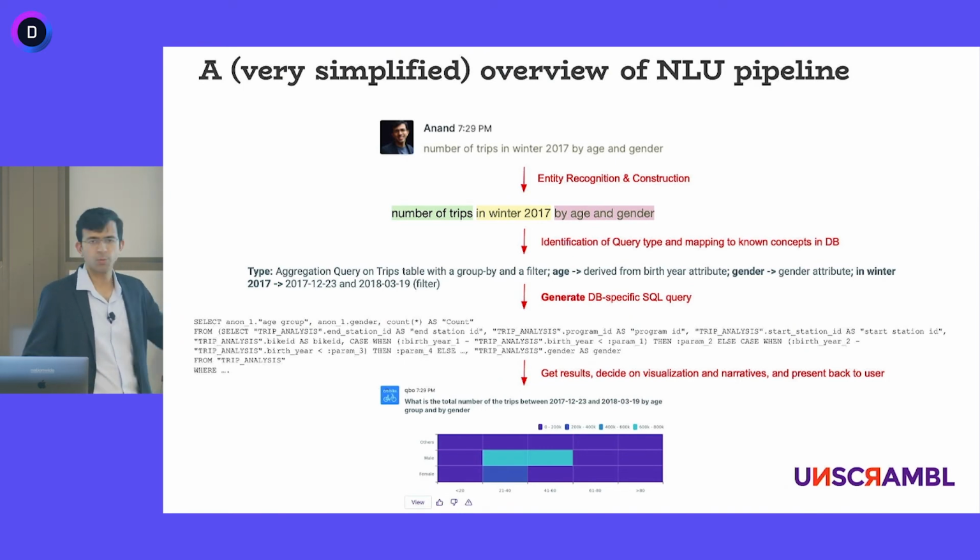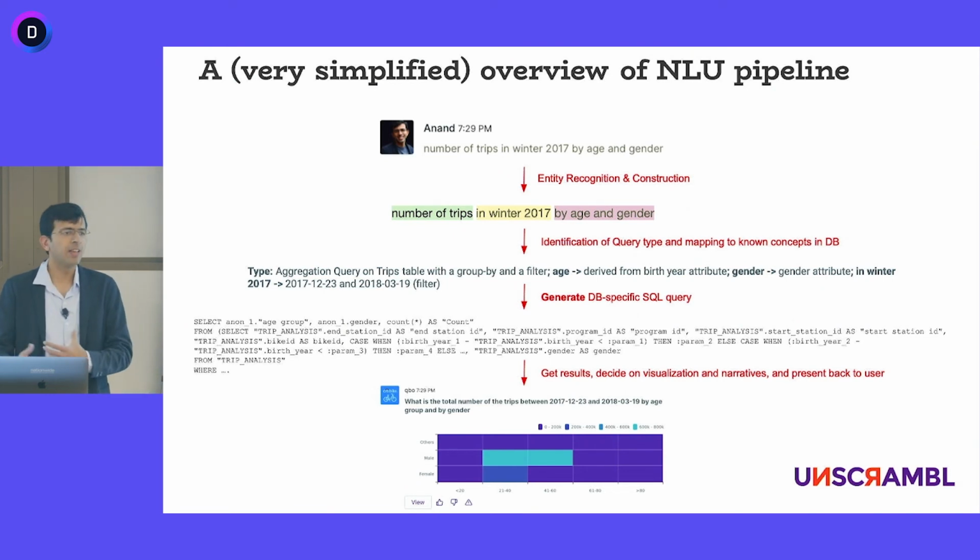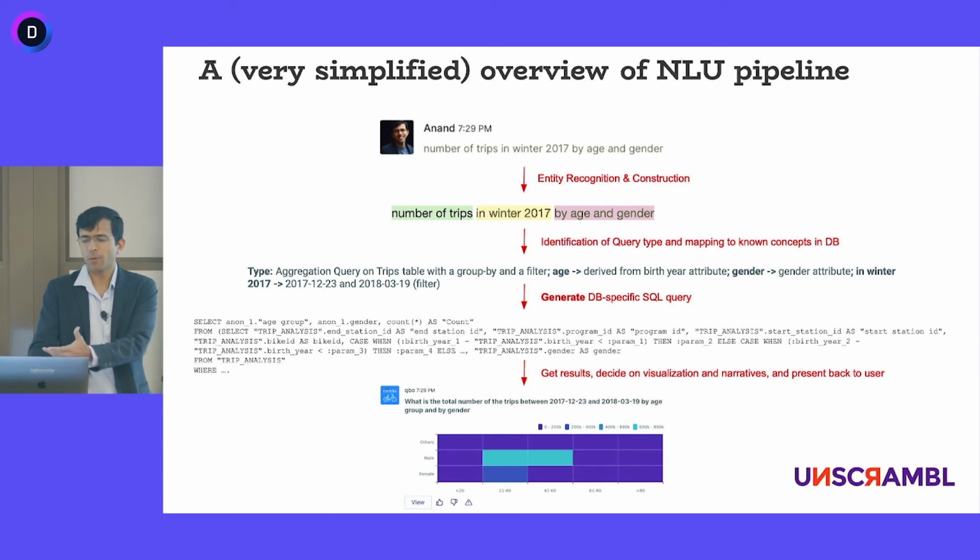That number of trips is one concept. Winter 2017 is another concept. Age and gender is another concept. So that's the segmentation, and then figuring out how to interpret them. When you have those kinds of concepts coming in, what could be the kind of query? So in this case, maybe it's an aggregation query with some filters, and then also deciding how to interpret certain things. So Winter 2017 is a general concept, but now it has to be converted to a date range because in SQL it has to be a date range.